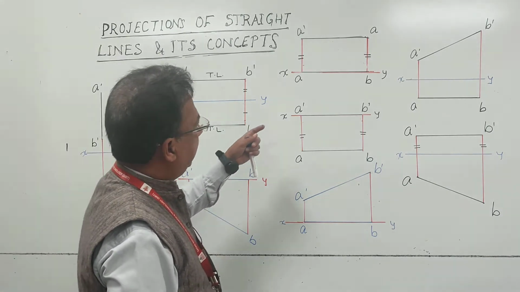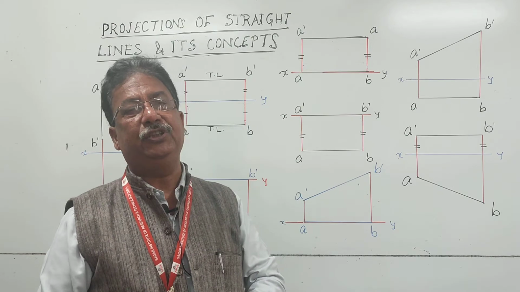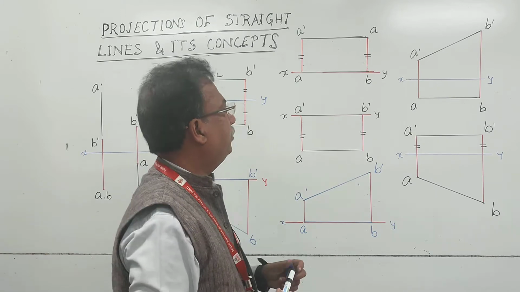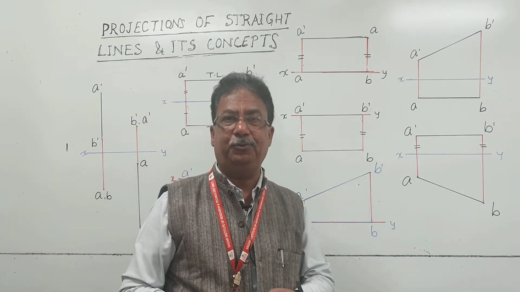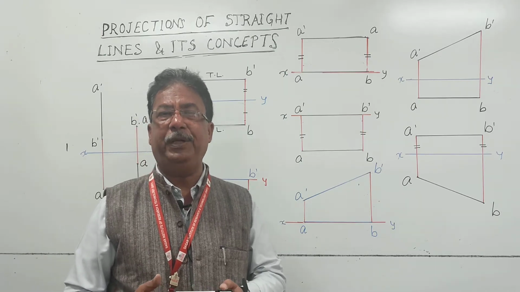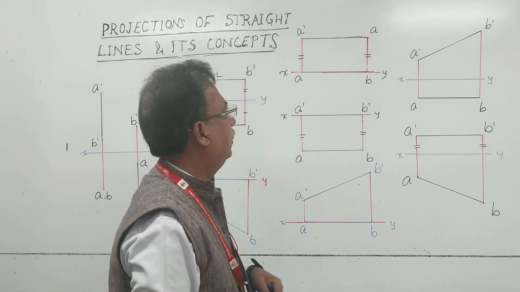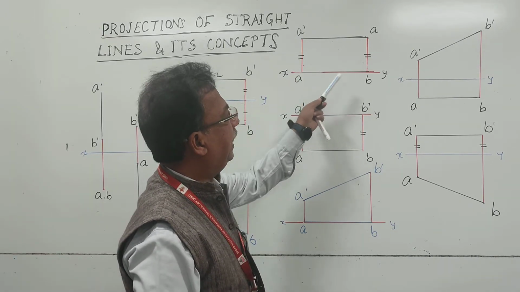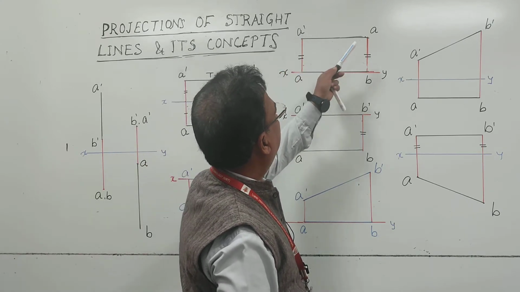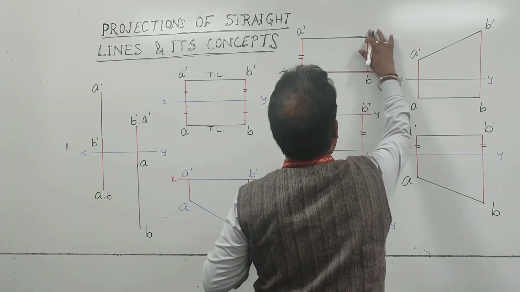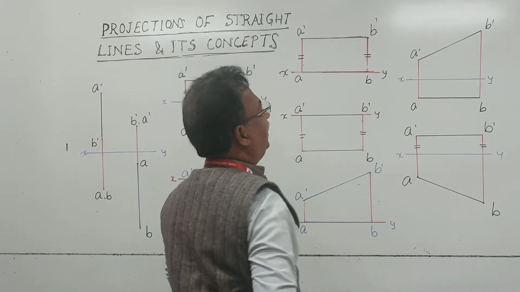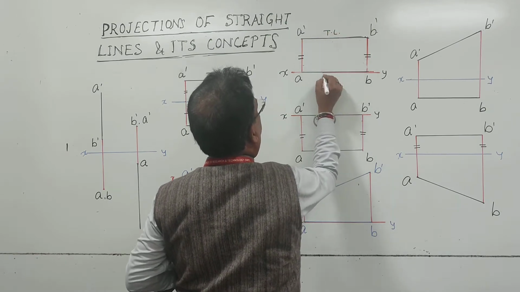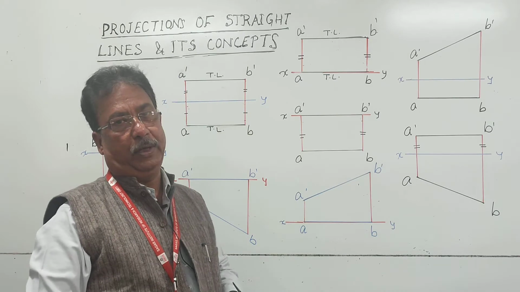Then the second case we already discussed is the straight line which is parallel to one of the reference planes and contained by the other plane. The two options are: a line can be parallel to HP and on the VP, or on the VP and parallel to HP. So look at this first case. As the top view of this line is on the XY line, it means the line is on the VP, and as it is parallel to HP, the front view A dash B dash will be parallel to the reference line. Again in this case the front view as well as the top view both show the true length.